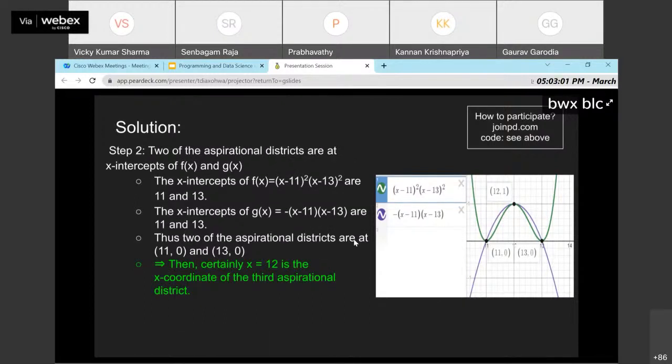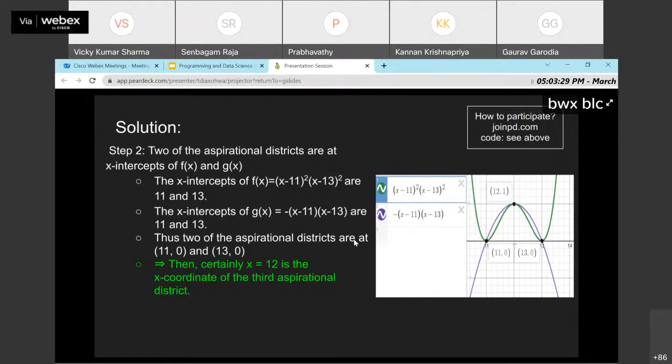So what is that? How do we distinguish that third aspirational district? You see in the question itself, it was telling that the two aspirational districts are at the x intercepts of f(x) and g(x). So what are the x intercepts of f(x) and g(x)? It's 11 and 13. So the x intercepts of f(x) and g(x) are 11 and 13, and this indicates that two aspirational districts are at 11 and 13.